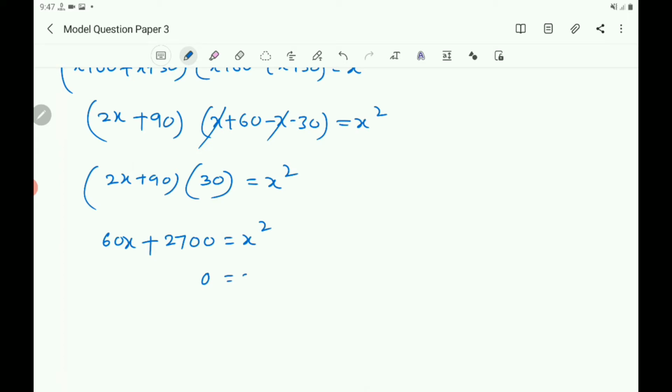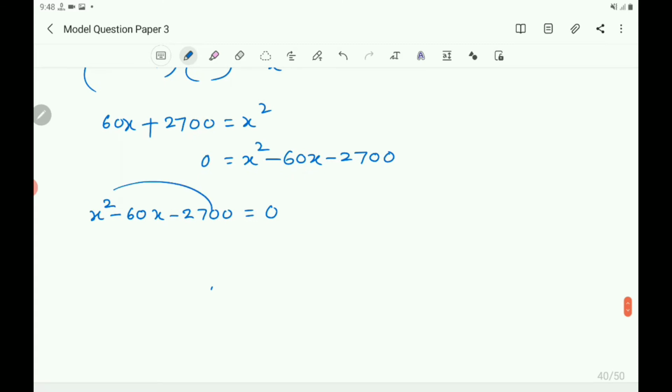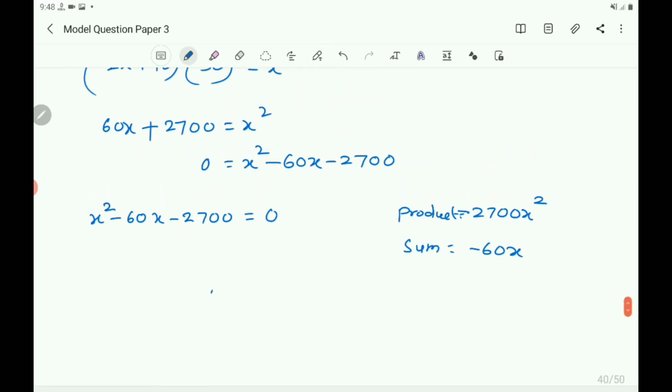Then you can write 0 here. So write x square minus 60x minus 2700 equals 0. Here the product is this into this, that is minus 2700 x square, and the sum is minus 60x. So write the factors of 2700 to get the sum minus 60. Here the product is negative, which means the factors have different signs, and the greater number has the sign of minus 60, that is minus.